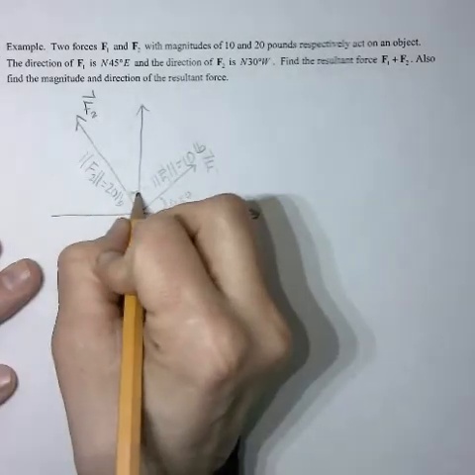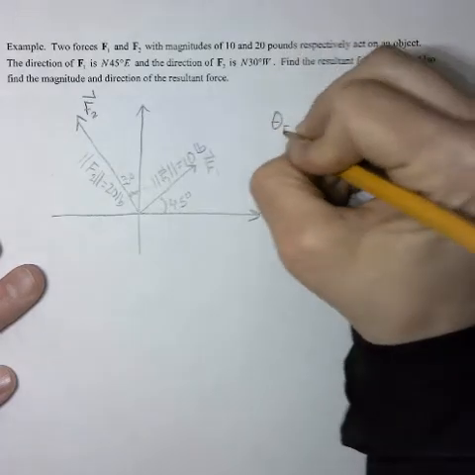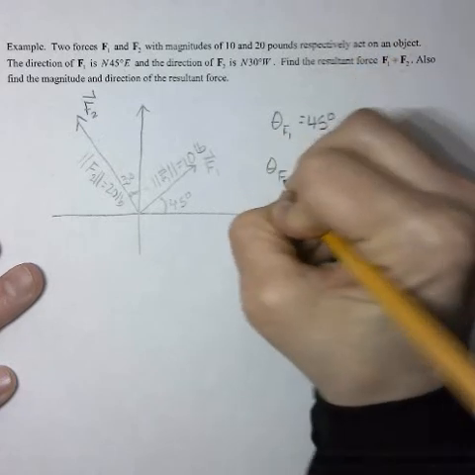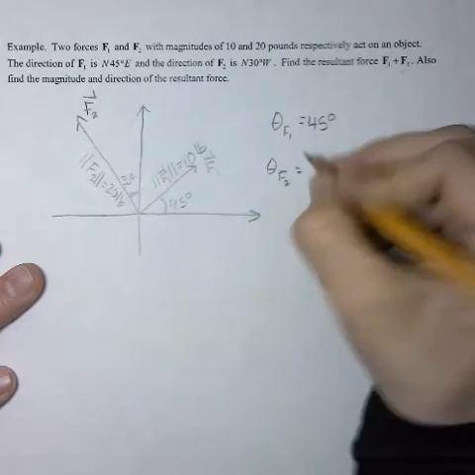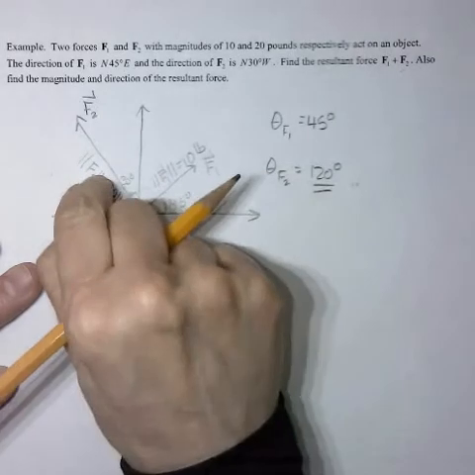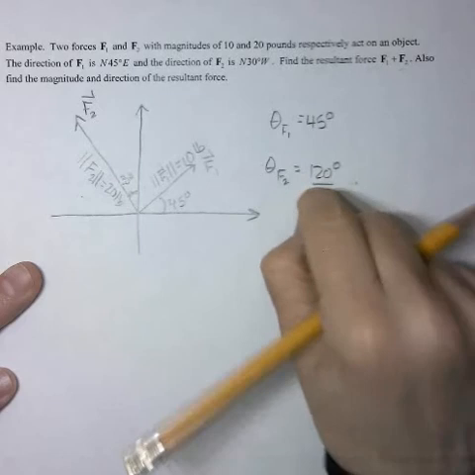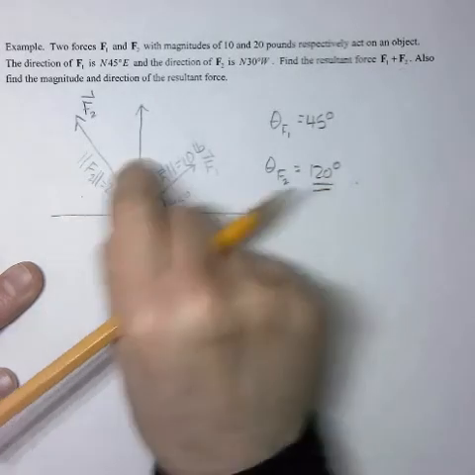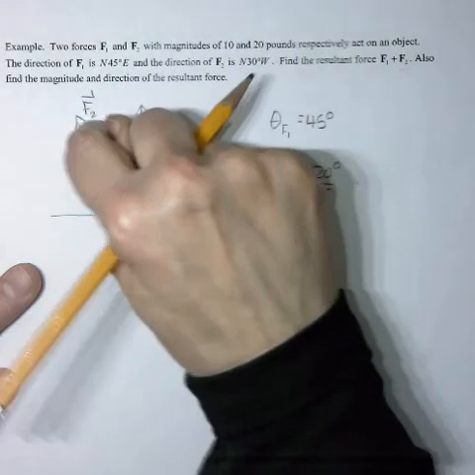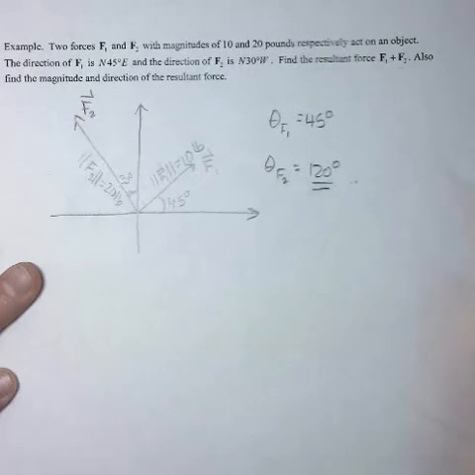So that means the direction of force 1 is 45 degrees. The direction of force 2 is 90 plus 30, or 120 degrees. It's important, especially when you get outside of quadrant 1, to make sure you don't give that as 30 degrees or 60 degrees, because the sine and cosine of 60 degrees are positive, and of course this vector has a negative horizontal component, because cosine is negative. So you have to make sure you do 120 here.